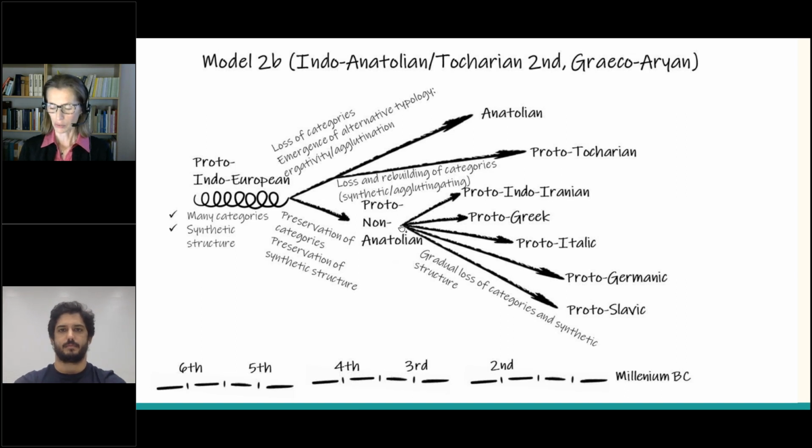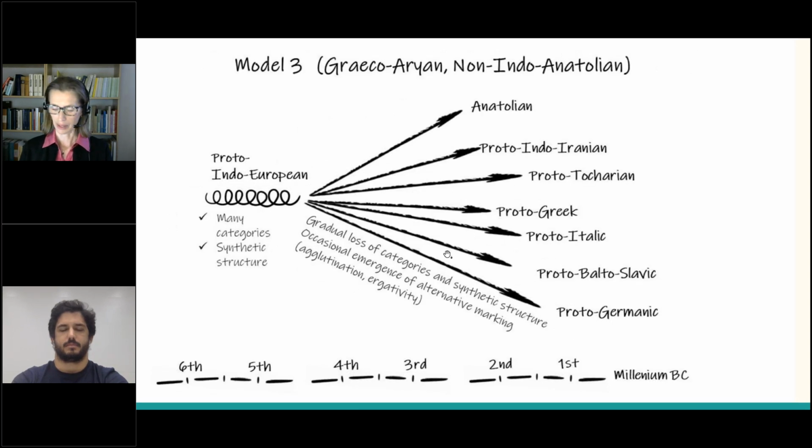However, this model assumes that Tocharian did split off second before the other branches. So it's the Tocharian second model. And then we have another model, a third model, that assumes a synthetic and form-rich proto-language, but does not deal with a specific sub-branching. And according to this model, all branches of Indo-European split off simultaneously, and then they preserved or eroded in different ways.